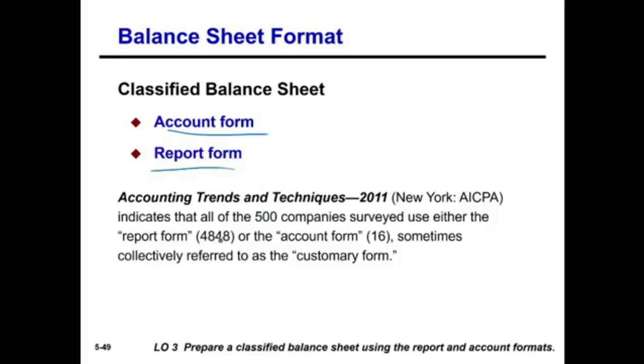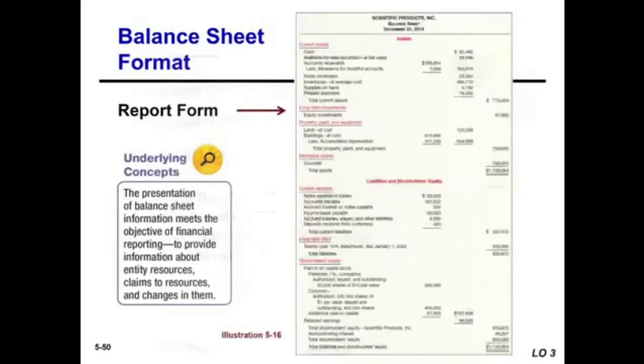The AICPA indicates that all of the 500 surveyed companies use either the report form or the account form, sometimes collectively referred to as the customary form. Okay, that's fine. This is the report form. The presentation of the balance sheet meets the objective of financial reporting to provide information about the entity's claims and resources. Obviously, this is what we were talking about. This is the report format.